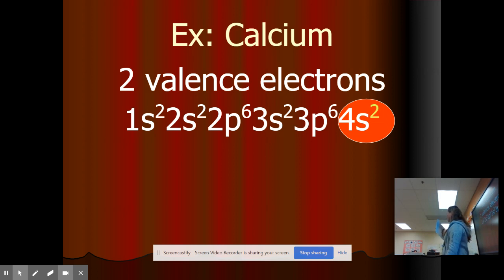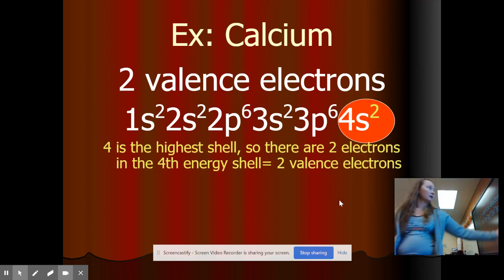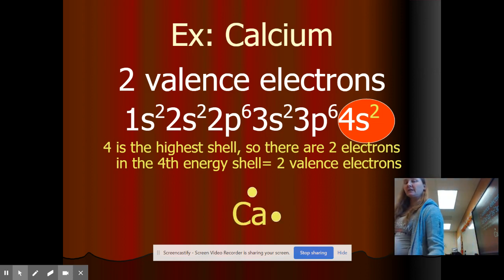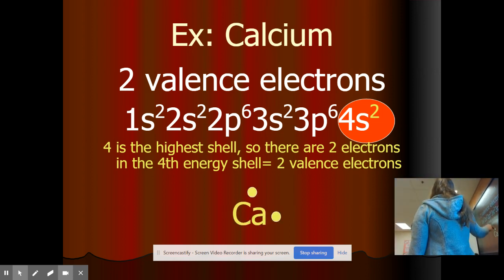Is everybody following me? All right, so 4 is the highest shell. So there's 2 electrons in the 4th energy shell. It has 2 valence electrons. How many to make it happy is it going to need? He has 2. Is he going to give away those 2 or is he going to gain what? 6? He could gain 6, but that's a lot, right? It'd be much easier to lose 2. That's why he's in that group.